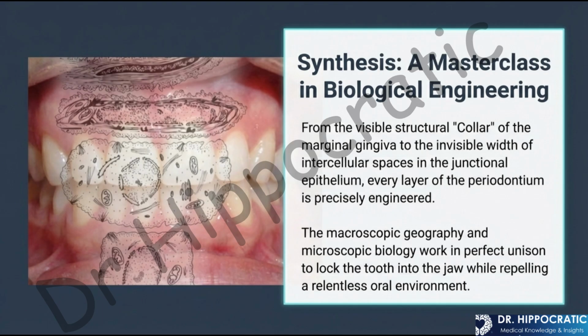It really ties it all together beautifully. You can see the dense layer cake on the outer anchor and the permeable, wider-spaced clear cells lining the invisible moat. Let me read the concluding text word for word. Synthesis, a masterclass in biological engineering. From the visible structural collar of the marginal gingiva to the invisible width of intercellular spaces in the junctional epithelium, every layer of the periodontium is precisely engineered. The macroscopic geography and microscopic biology work in perfect unison to lock the tooth into the jaw while repelling a relentless oral environment. Masterclass is the only appropriate word for it.